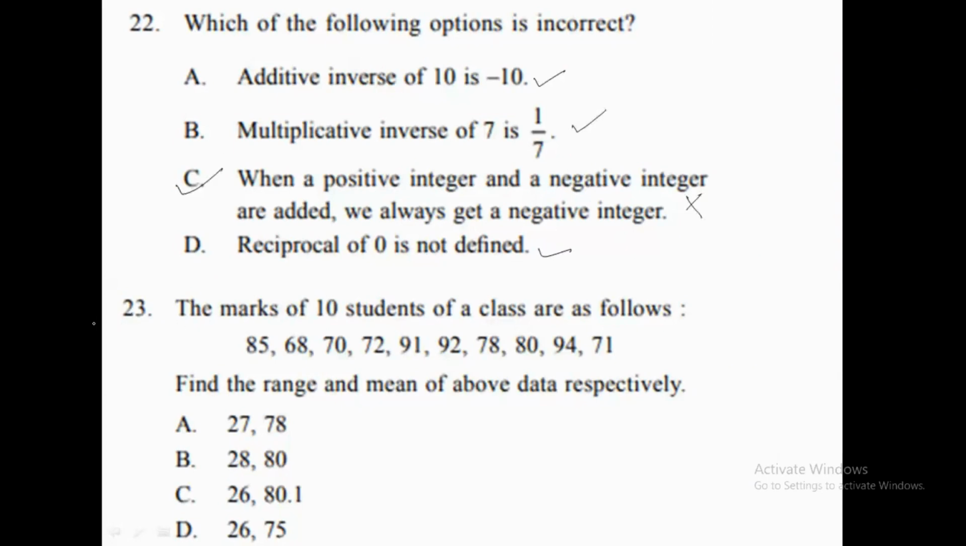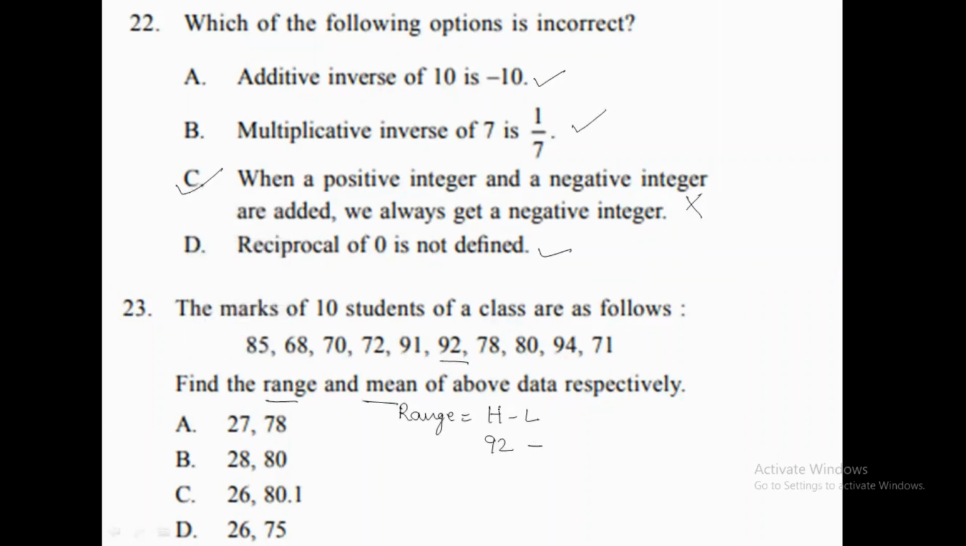Now let's move to question number 23. In this question, the marks of 10 students are given and we need to find the range and mean. So how are we going to find the range? As we all know, the range is equal to highest value minus lowest value. Which is the highest value among all these? 92 is the highest one. And which one is the lowest? The lowest one, as you can see, is 68.